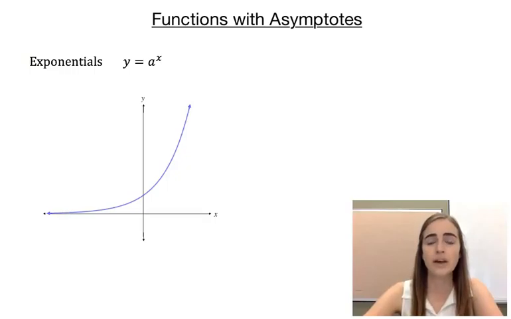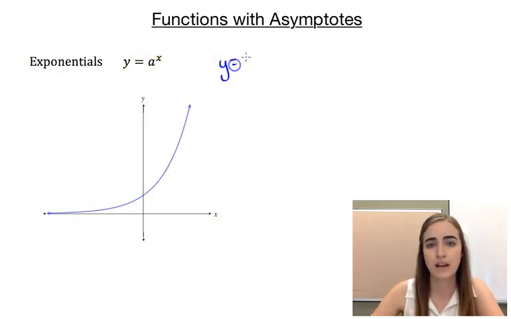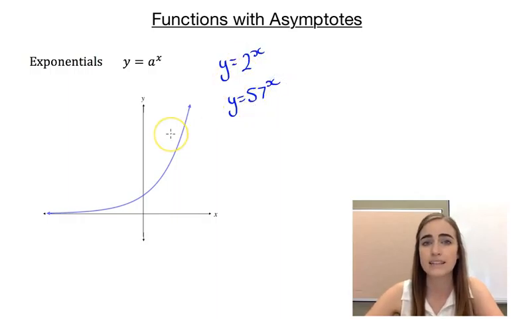In this video, I want to have a look at functions with asymptotes. So the first family of functions I want to have a look at are exponentials. Exponentials have an equation that looks something like y equals a to the power of x, where that a is a number. So for example, it could be y equals 2 to the power of x, it could be y equals 57 to the power of x, it could be anything.